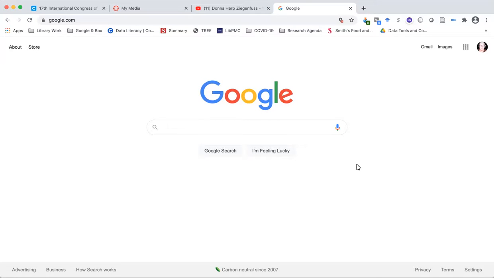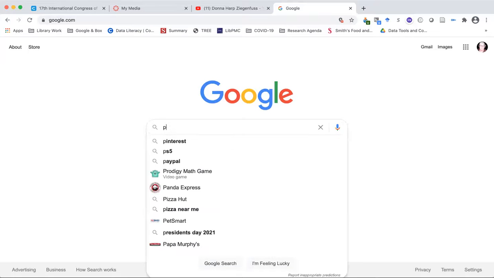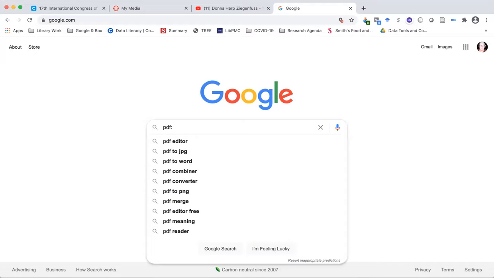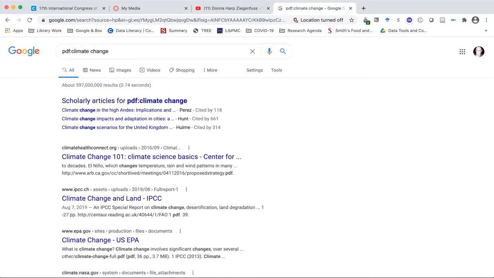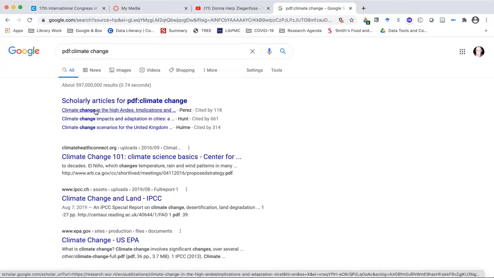So there are some hacks that will help you get rid of the ads and will also help you find better resources. So one of those hacks is to use what you're looking for. So if I do PDF, I'm looking for PDFs, colon, and then your title. So then if I do climate change again, you'll notice now that I don't have any ads, and I have some links to some scholarly resources above. So I could go here and go into Google Scholar and see if I could find those.